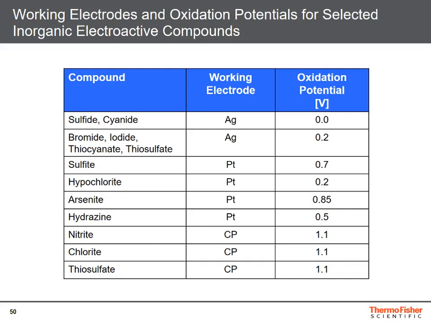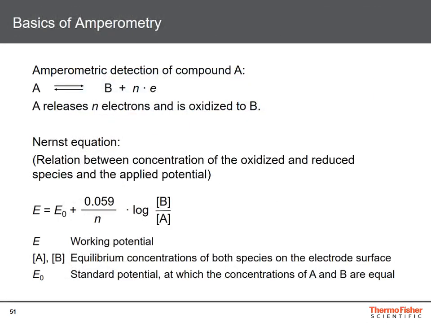Sulfite, hypochlorite, arsenide, and hydrazine are typically oxidized on platinum working electrodes, while nitrite, chlorite, and thiosulfate can also be oxidized on carbon paste electrodes. The next slide summarizes some of the basics of amperometry.